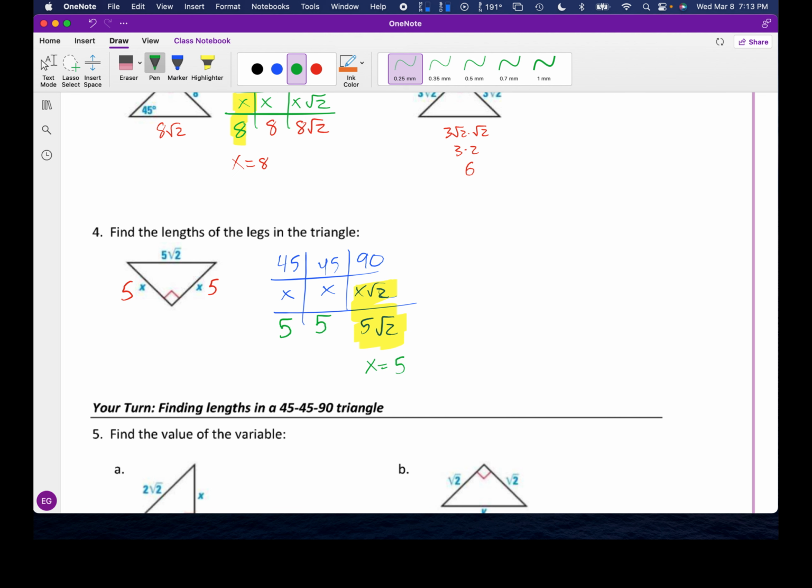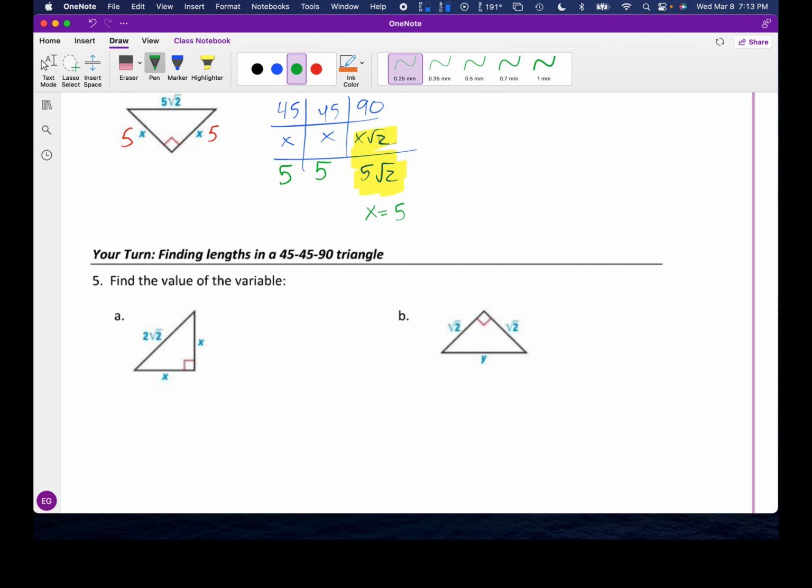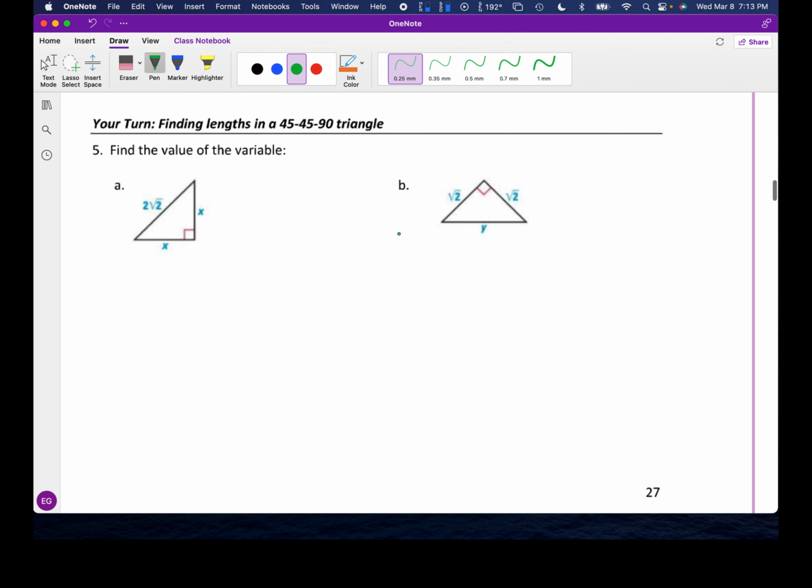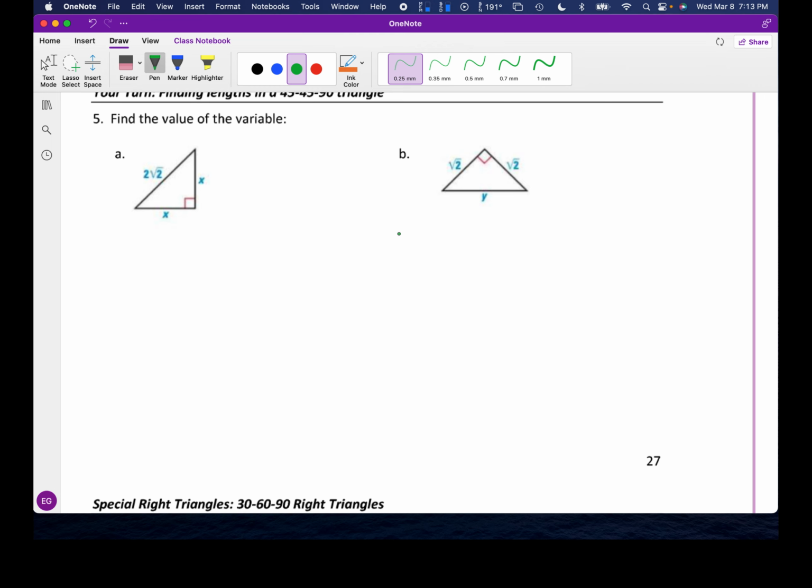All right, so your turn. You should pause the video and try it yourself and see if you can figure this out. Since you're not going to pause the video, I'm going to just come in and show us what's going on.